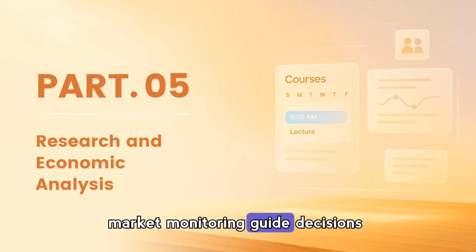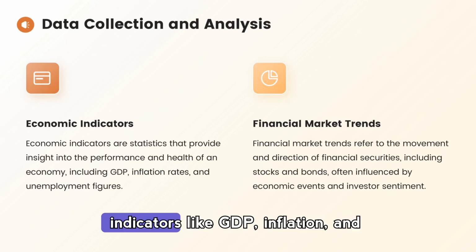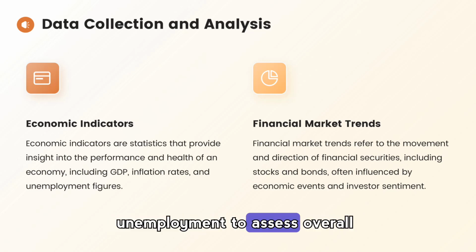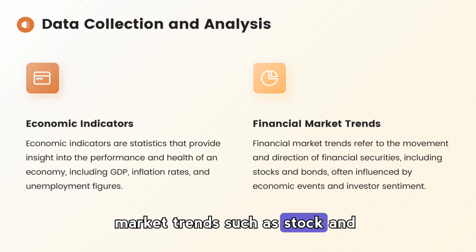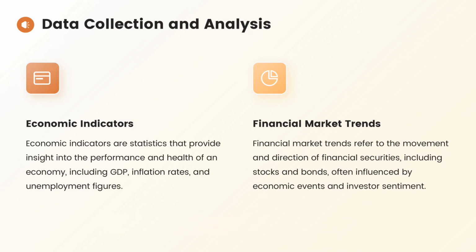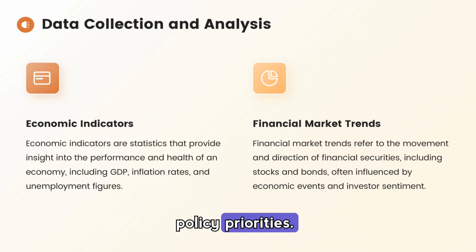Part 5 delves into research and economic analysis, the backbone of informed policymaking where data collection, model building, and market monitoring guide decisions that affect the whole economy. Central banks rely on economic indicators like GDP, inflation, and unemployment to assess overall health, while tracking financial market trends such as stock and bond movements. Combining these data streams helps form a timely picture of risks, opportunities, and policy priorities.